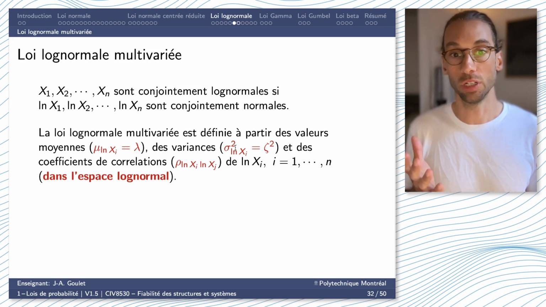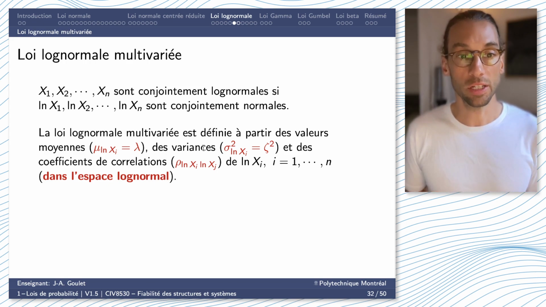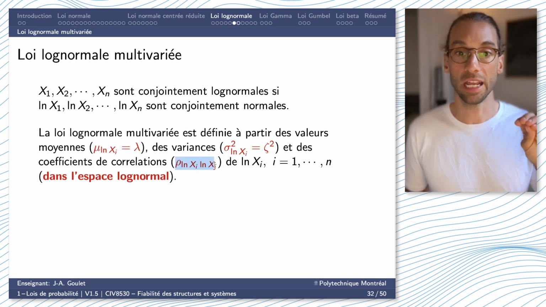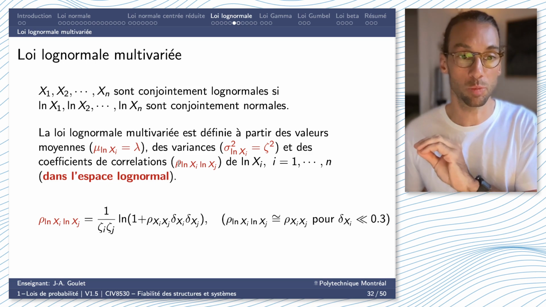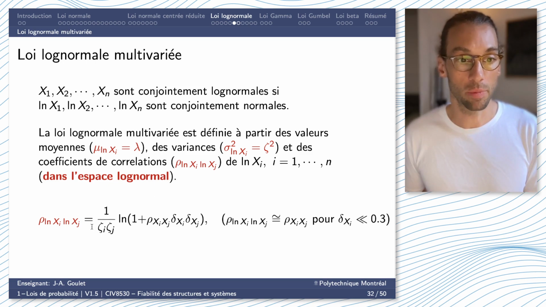And when we want to define the joint distribution, we need to define a correlation coefficient. And this correlation coefficient is defined in the log transform space. And here, keep in mind, there's not a one-to-one correspondence between the correlation coefficient in the log transform space and the one in the original space. We should obtain it from this distribution.